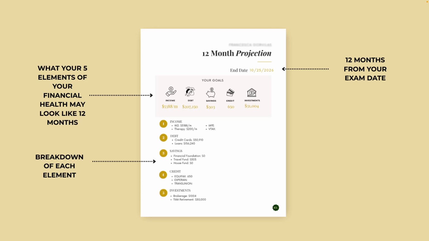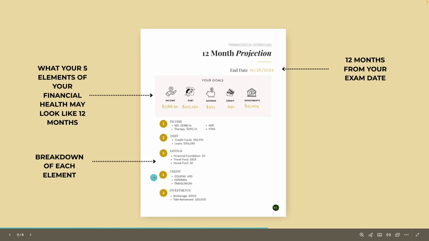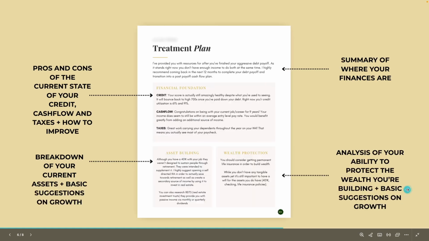So again, you're going to see the 12 months from your exam date. That's what this end date is going to be. And then you're going to see the 5 elements of your financial health again, but this is what they should look like or may look like within the next 12 months, okay? And then here's a breakdown of each element, same thing as the previous page. This box shows you the summary. This second half of the page shows you exactly what is inside of each of those, okay?